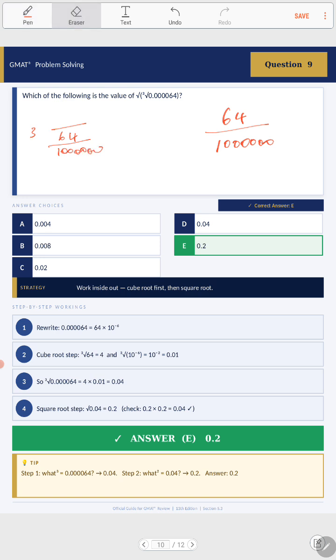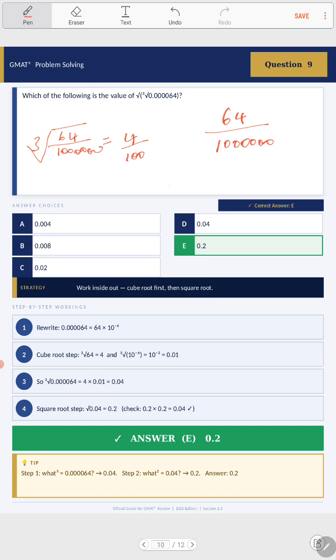The square root of 64 over 1 million. Let this cover everything. So this should be the square root of this. First, what is the cube root of 64? The number you can multiply 3 times to give you 64 is 4, because 4 times 4 times 4 is 64. So this gives us 4 over 100, because 100 times 100 times 100 is 1 million.